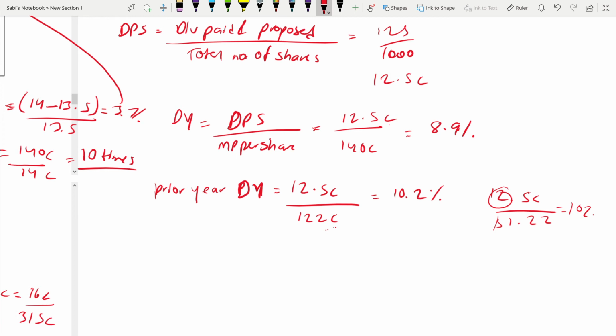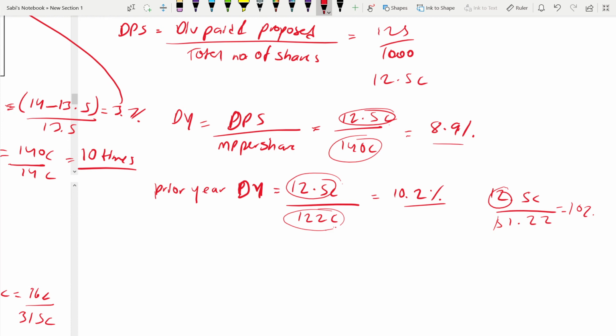So here it is 10.2, but here it's 8.9. It's falling down. So dividend yield is falling means what? Dividend has not been increased while the share price has grown. Share price increased. Okay, how are we seeing it increase? Because here the dividend is the same, but share price was 122, now it's 140. It increased. So share price increased, but dividend didn't increase. This shows the weakness of dividend yield as a measure, right? Your share price is increasing, dividend is the same, but dividend yield is showing a decline. So it's a weakness as a measure.